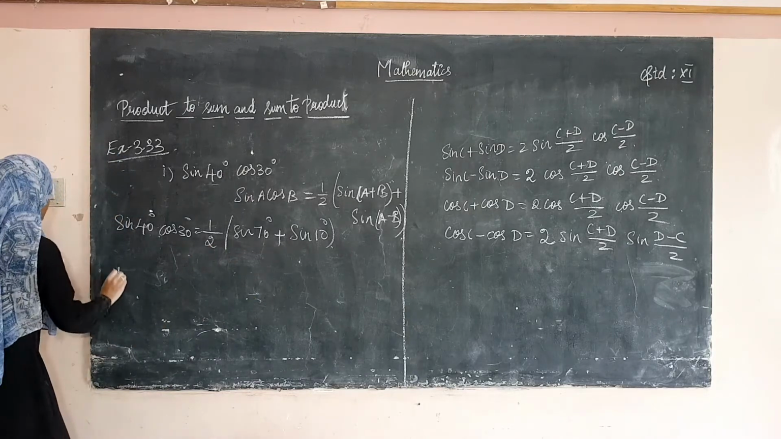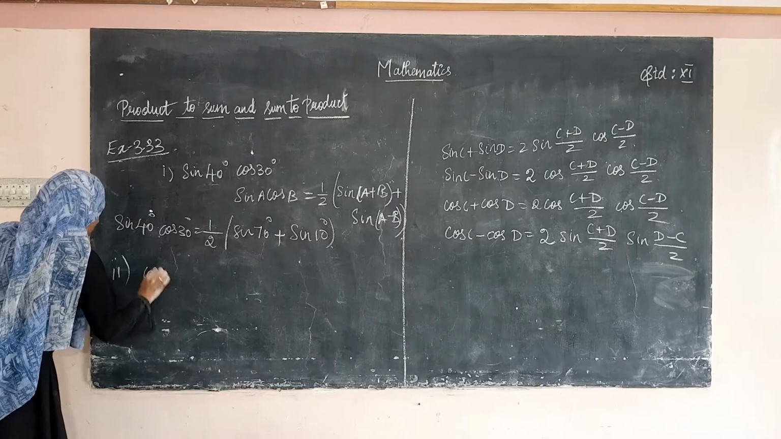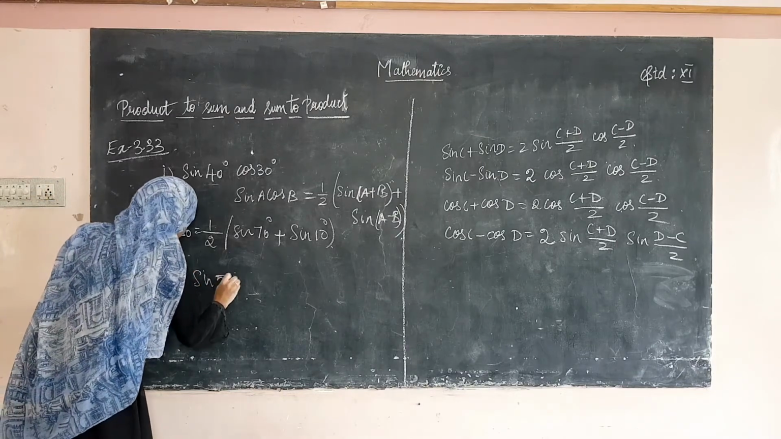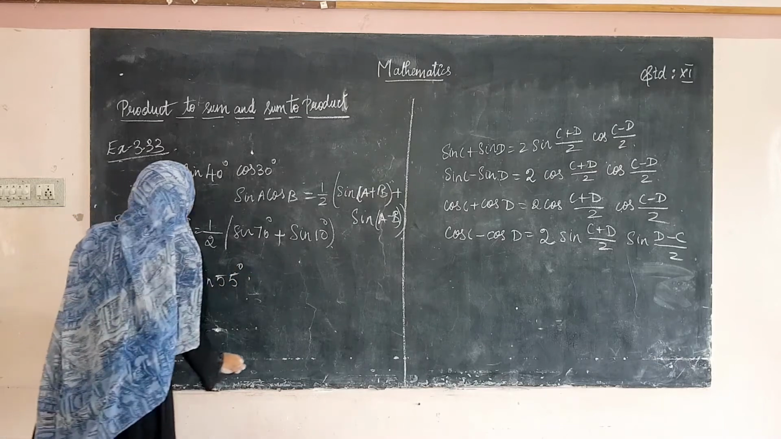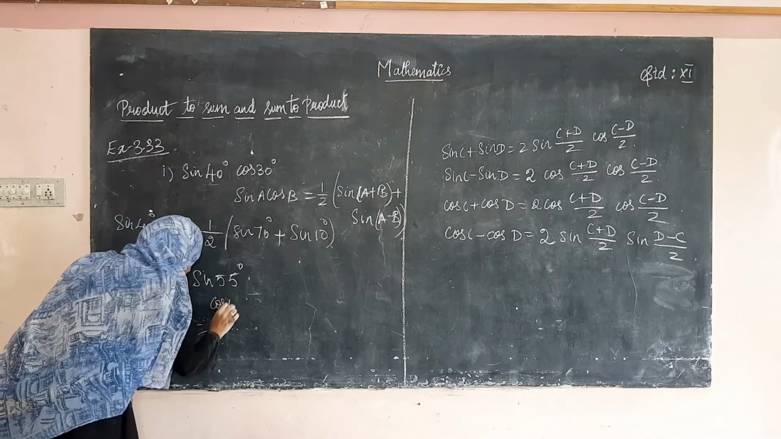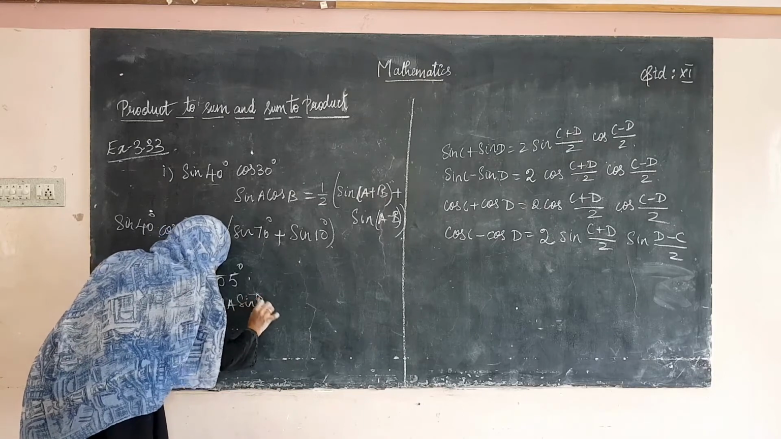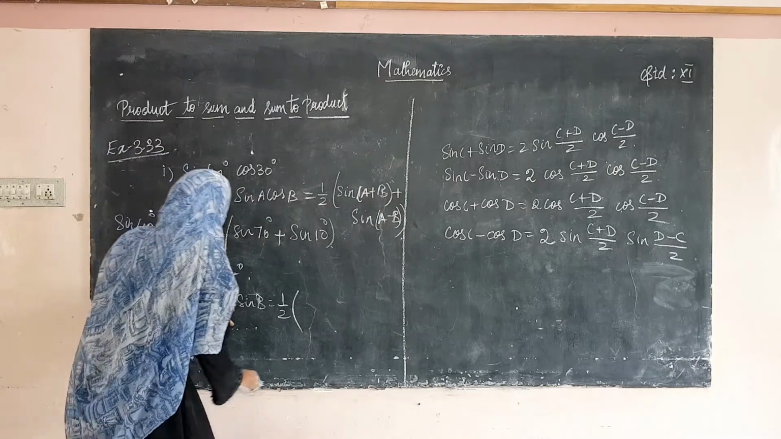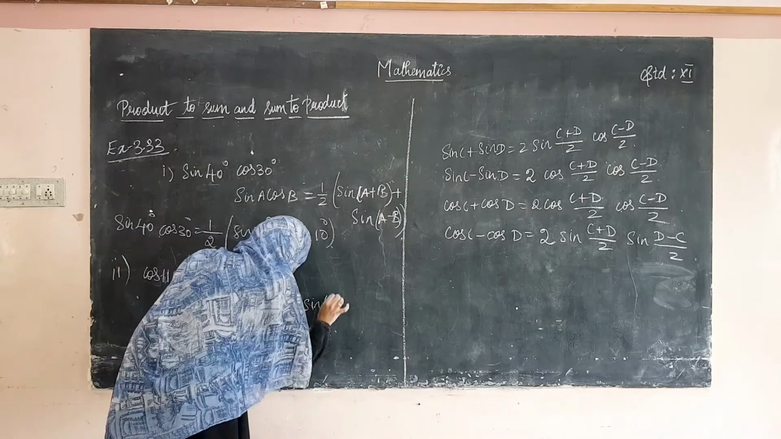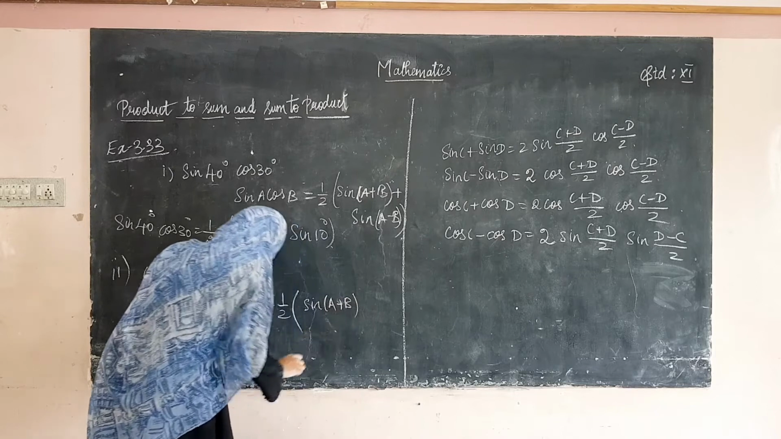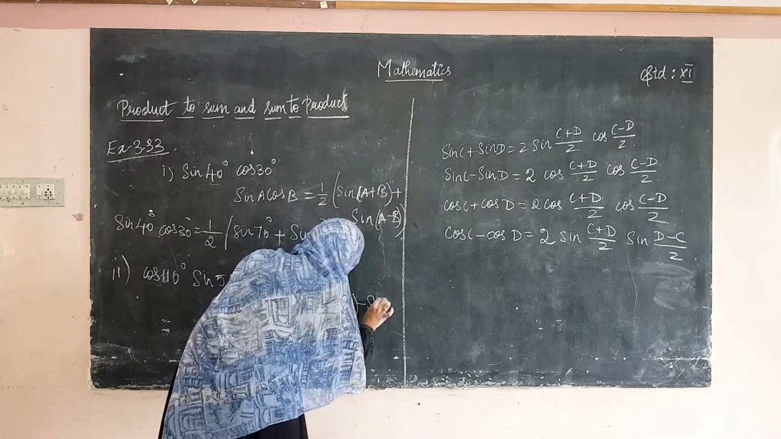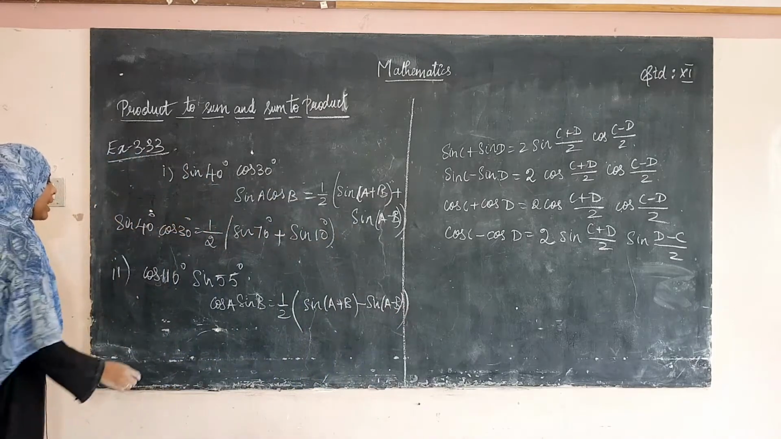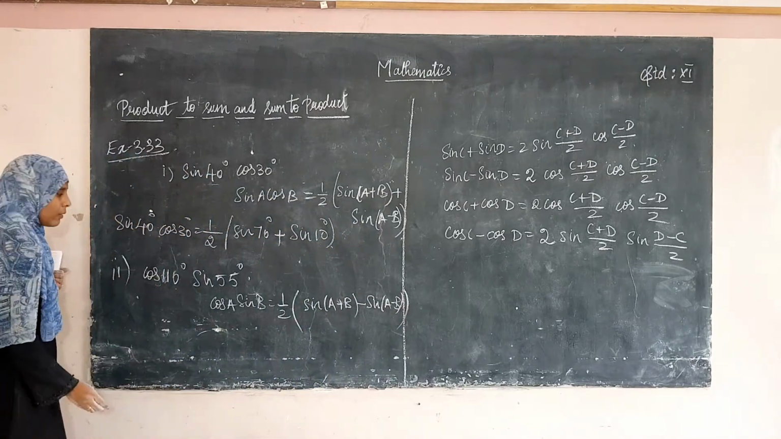Okay, see the second subdivision. It is cos 110 degree sin 55 degree. So this is in the format of cos A sin B. This can be written as 1 by 2 into sin A plus B minus sin A minus B. Okay, here A is 110 and B is 55 degree.